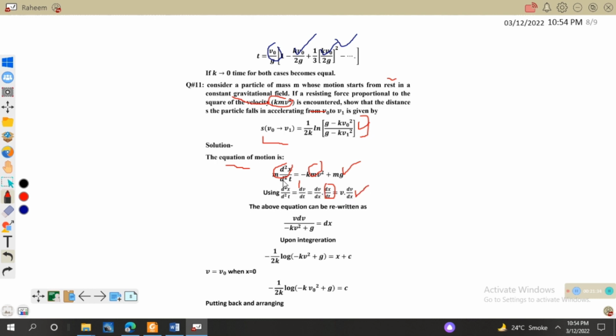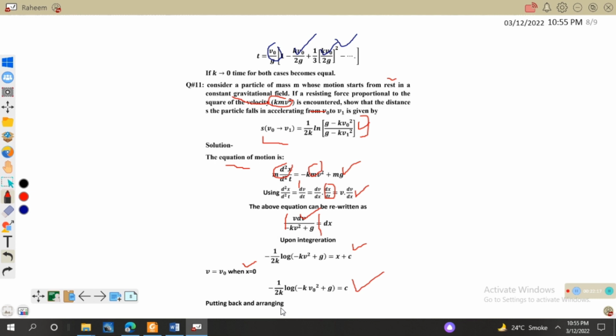If we put this expression for d square x over dt square in the form of v dv over dx, our equation will modify like this, separating the terms of velocity and displacement. So v dv over (minus k v square plus g) equals dx. If we integrate both sides, this will yield minus 1 over 2k log of (minus k v square plus g) equal to x plus c. This constant can be found when v is equal to v naught and x is equal to 0, so it comes out to be minus 1 over 2k log of (minus k v naught square plus g).